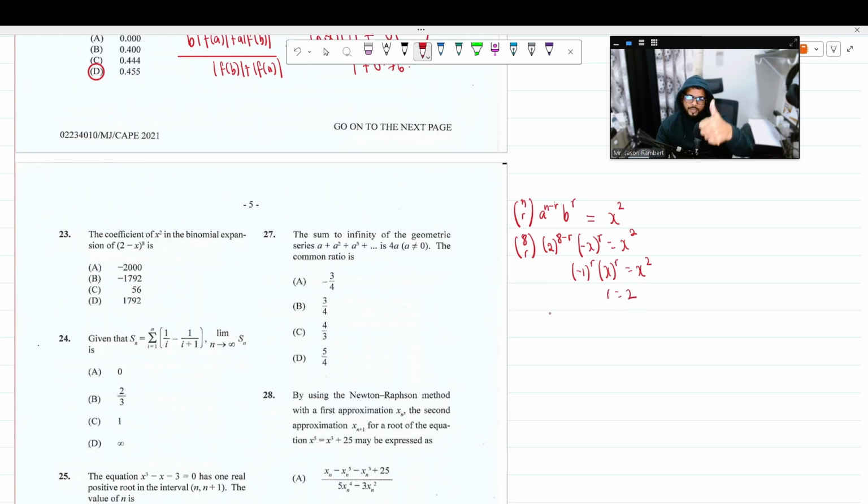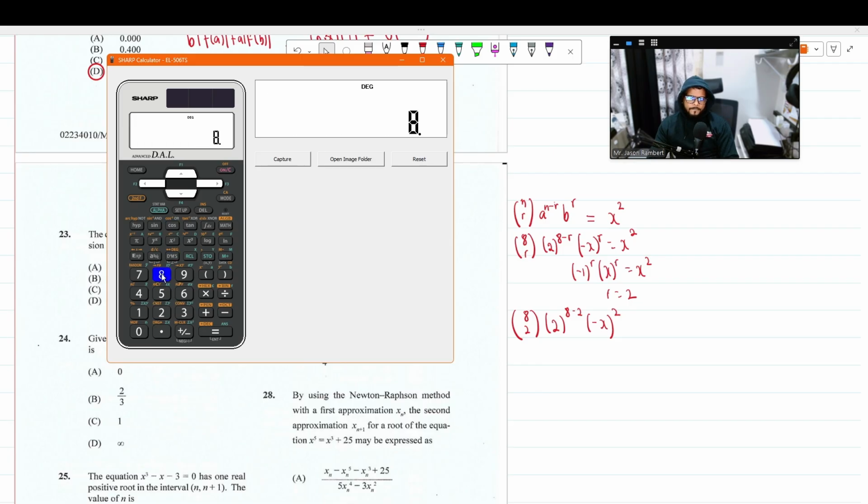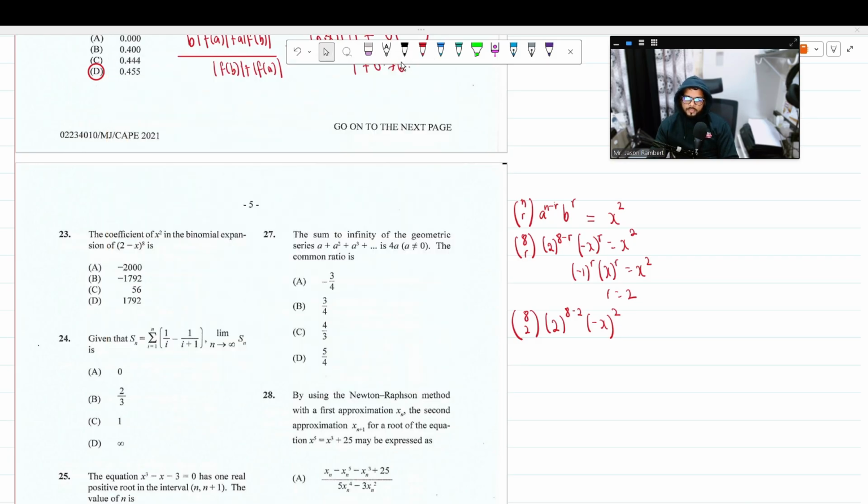When r is 2, then I'm focusing on 8C2, 2 to the power 8 minus 2, minus x to the power of 2. What is 8C2? 8C2 multiplied by 2 to the power of 6 gives 1792, and x squared gives me x squared. So 1792 is my answer.